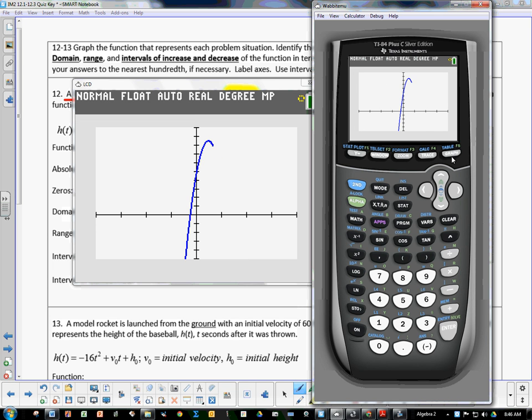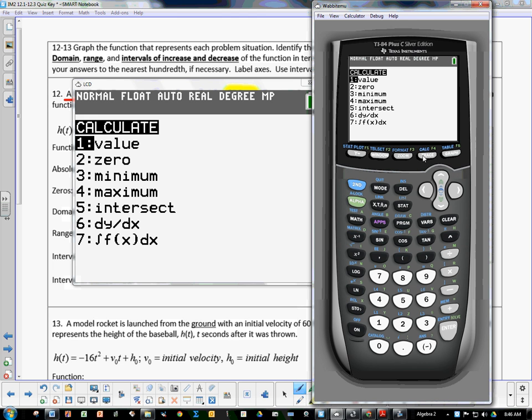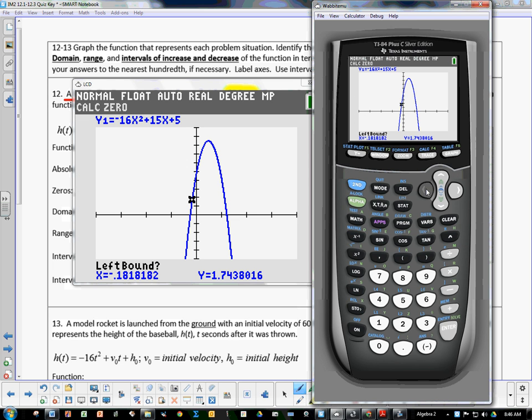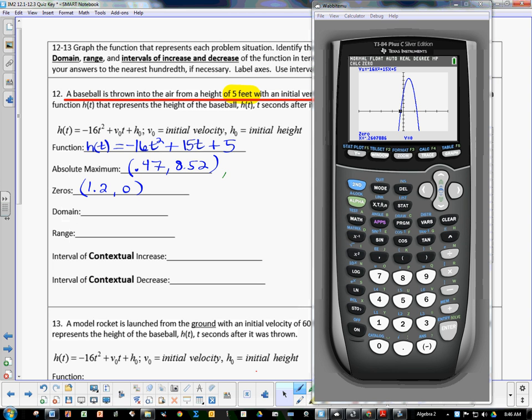There it is. I want to find the other 0, second trace. Second trace. We're going to find the 0, number 2. We need to head to the left of the point I'm seeking, enter, and then to the right. That is -0.26, 0. So this would be -0.26, 0. And that one really would not make sense in the context of the problem.